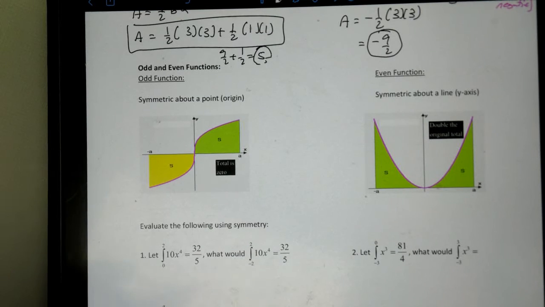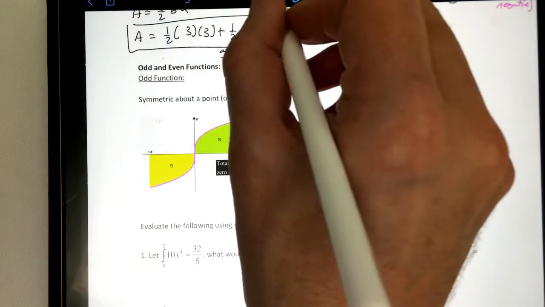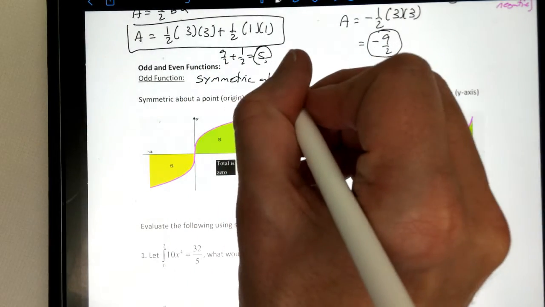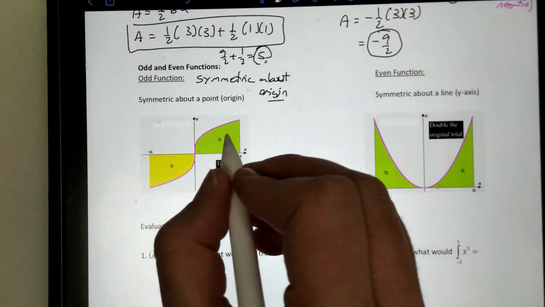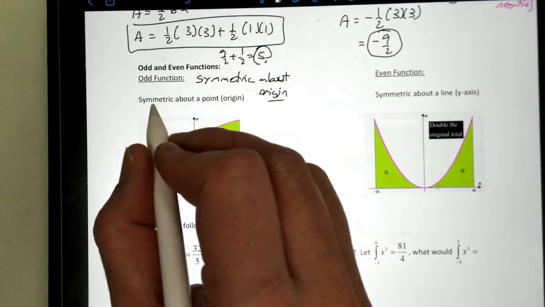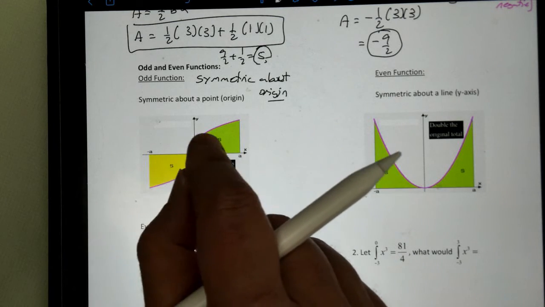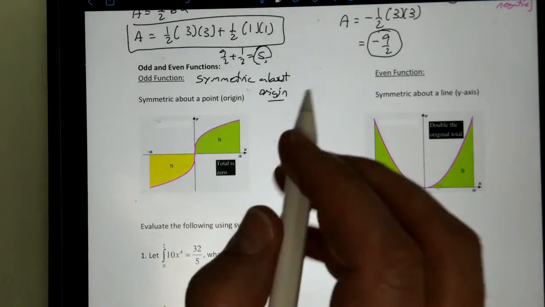So let's talk about even and odd functions. You talked about these last year in pre-cal. An odd function is a function that, as we say, is symmetric about the origin. That means on both sides of the x-axis, one's going to be above. So if we're looking at it right here, we have one symmetric about a point, the origin. If we look at the graph right here, we have an odd function, kind of like a cube. This looks like maybe x to the 1/3, maybe.